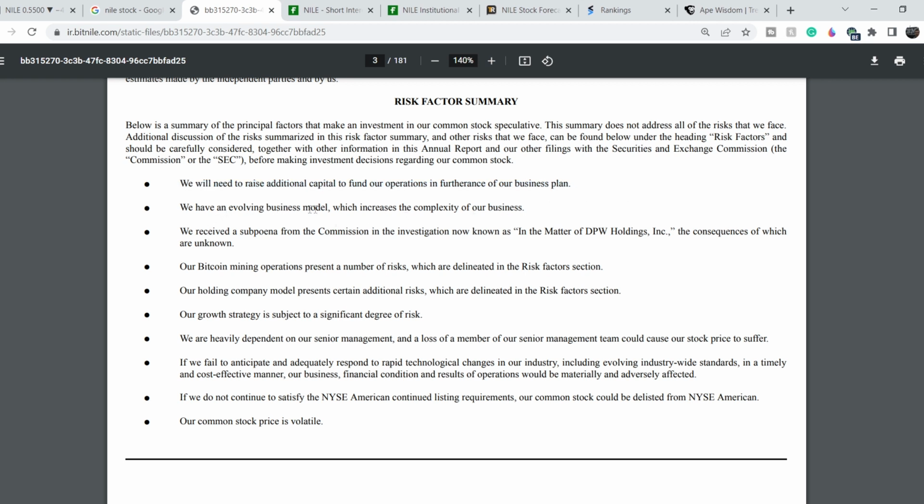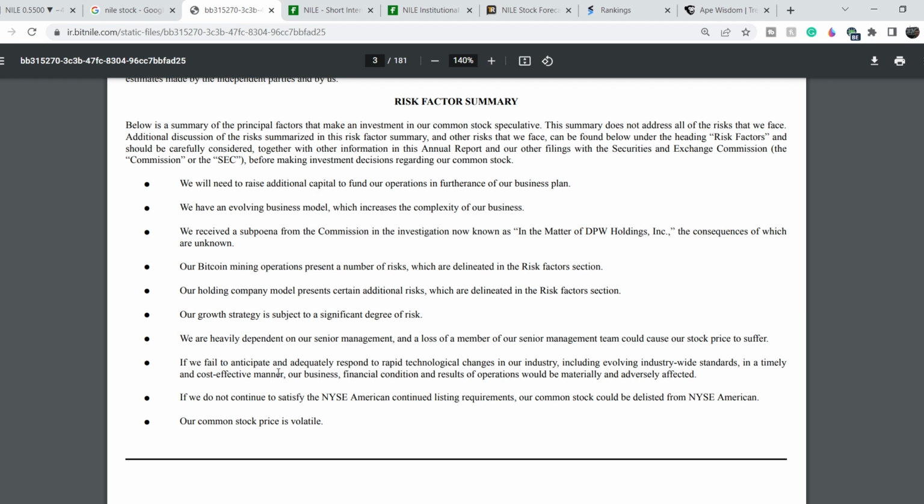We have an evolving business model which increases the complexity of our business. We received a subpoena from the Commission in the investigation now known as In the Matter of DPW Holdings Incorporated, the consequences of which are unknown. Our Bitcoin mining operations present a number of risks, which are delineated in the risk factors section. Our holding company model presents certain additional risks which are delineated in the risk factor section. Our growth strategy is subject to a significant degree of risk. We are heavily dependent on our senior management, and loss of a member of our senior management team could cause our stock price to suffer.